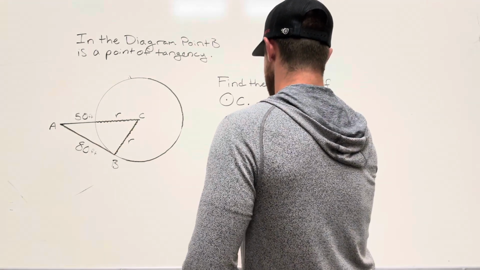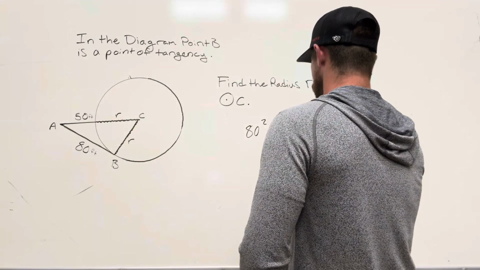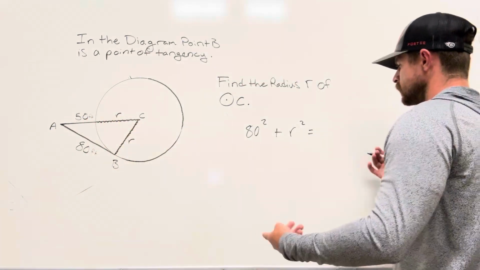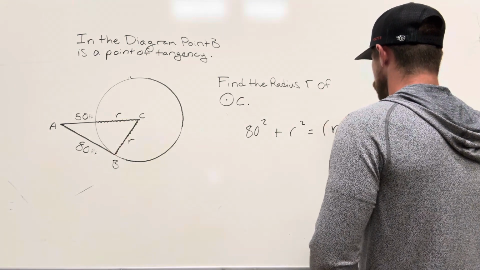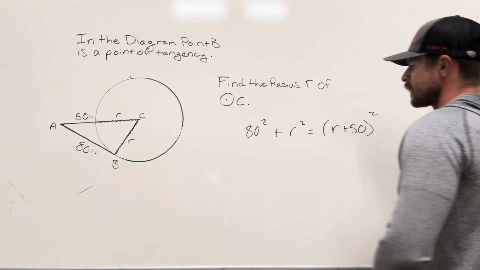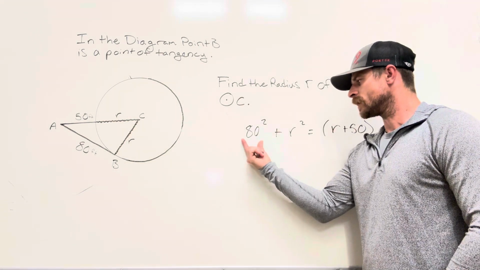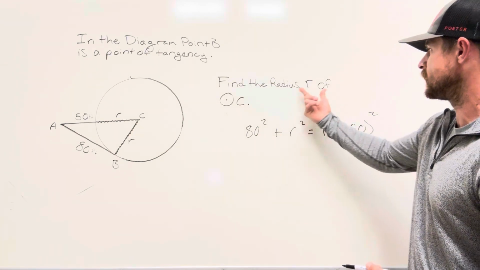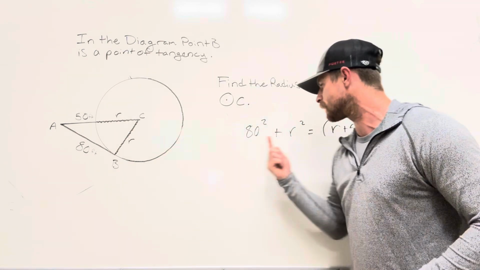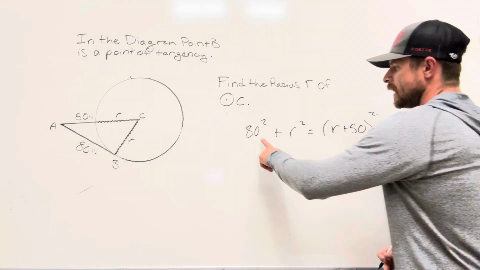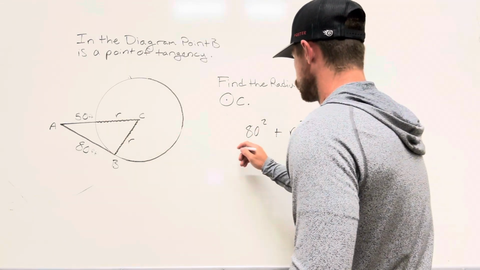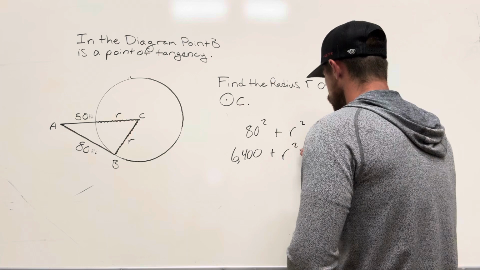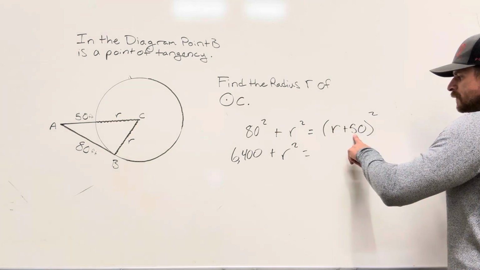So here we go. Let's say 80 squared plus R squared is equal to R plus 50, quantity squared. I'm going to write it as R plus 50 squared. We've got R, a variable representing an unknown. That's what we're trying to find, the radius R of circle C. So we're trying to find what value makes this true. 80 squared: 8 squared is 64, so 80 squared is 6,400, plus we still have R squared, equal to R plus 50 squared.